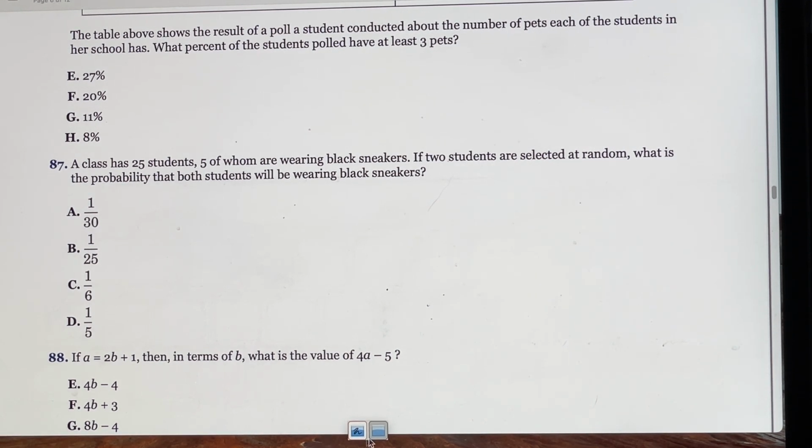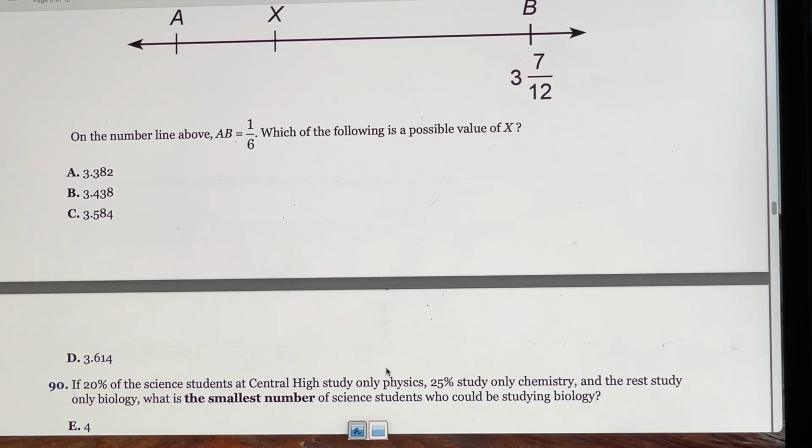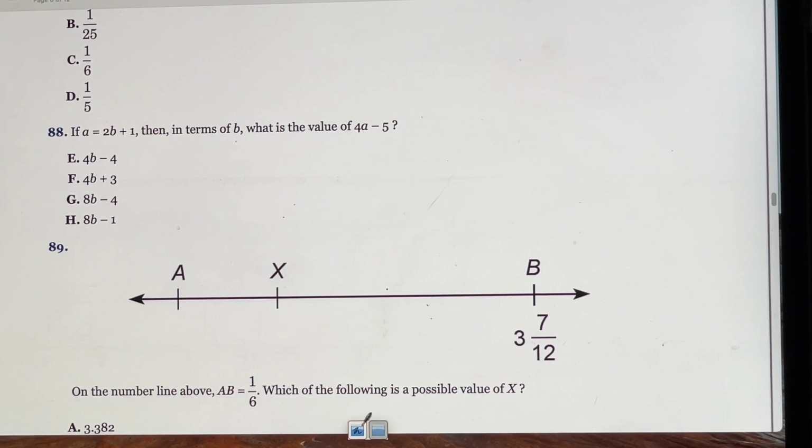84, 87. 88, sorry. So if A equals 2B plus 1, in terms of B, what's the value of 4A minus 5? What do we do here? So let's see if I can.